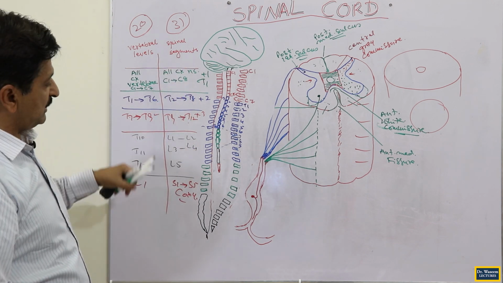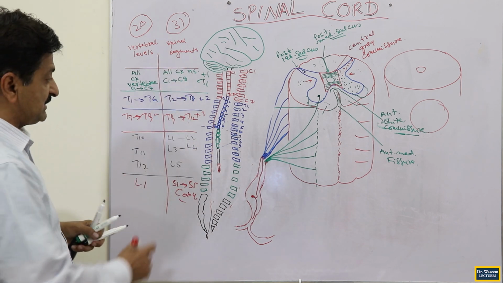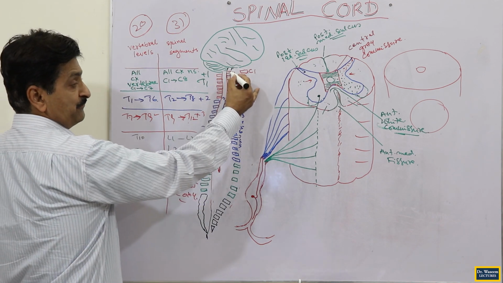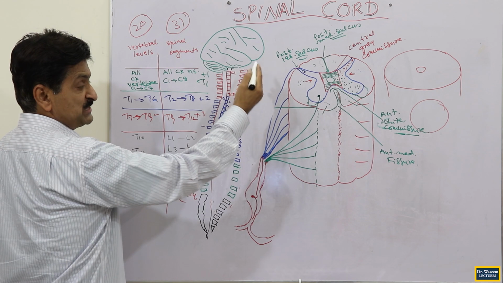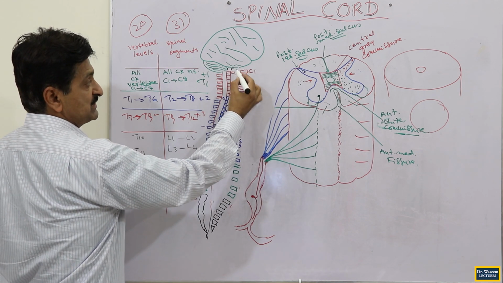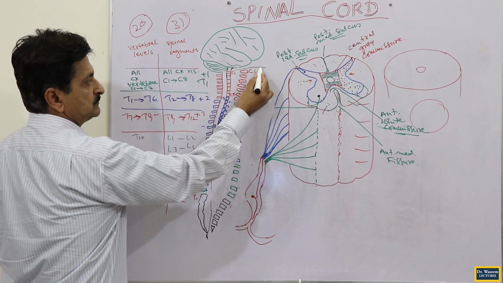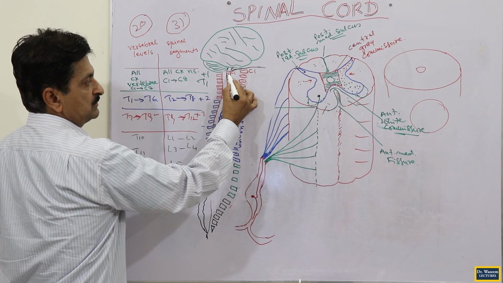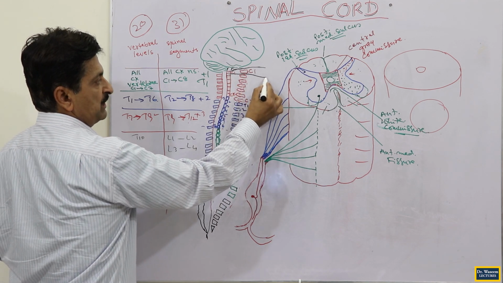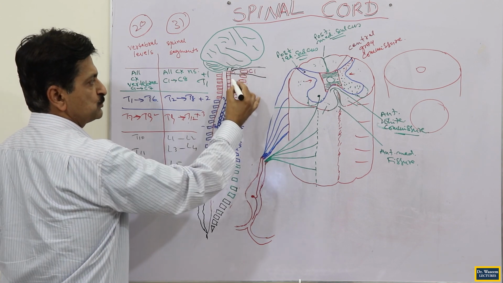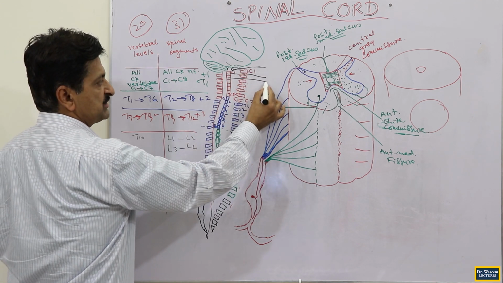This is something that you are actually watching. That means if for example you are looking at your C1 nerve, it emerges from the upper border of C1. C2 nerve, upper border of C2 vertebra, means intervertebral foramen between C1 and C2. You say upper border of C2. C3, upper border of C3.